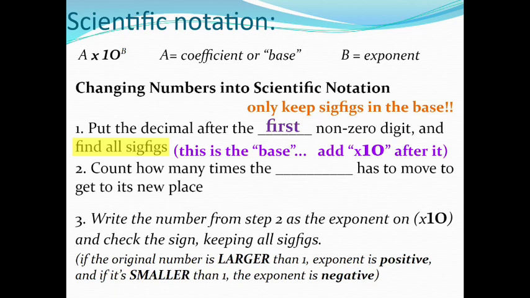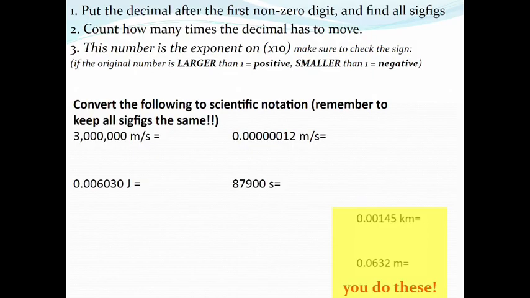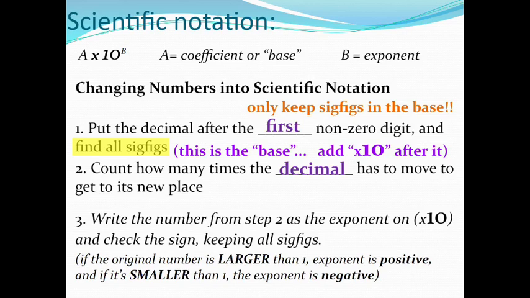And then the next step is to figure out our exponent. In order to figure out that exponent, you need to count how many times the decimal moved from its original place into the place where we put it. And that's going to be your exponent. So the number of times that it moved goes on that 10 as a little number up in the top right corner. Now, we do need to keep in mind the sign of that number.